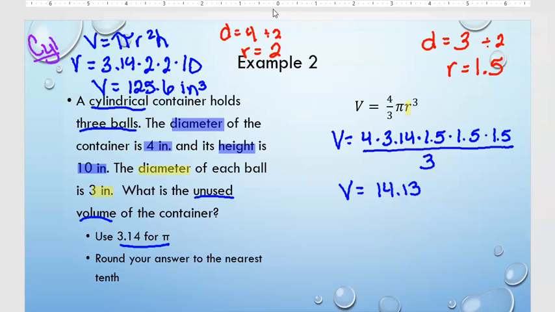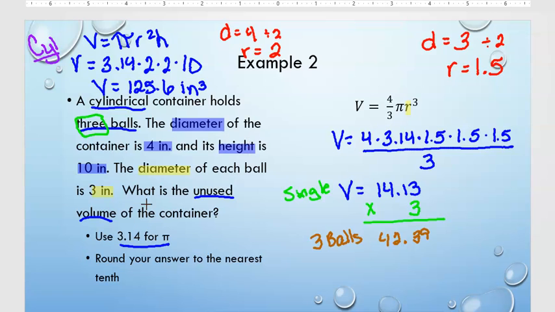Now, that right there is for a single ball. But it told me that I have 3 of them, so I need to multiply this by 3 in order to find the volume of all three of them. So when I multiply that by 3, what I find is that for all three balls, I end up with 42.39. This is for three balls because I multiplied it by 3.